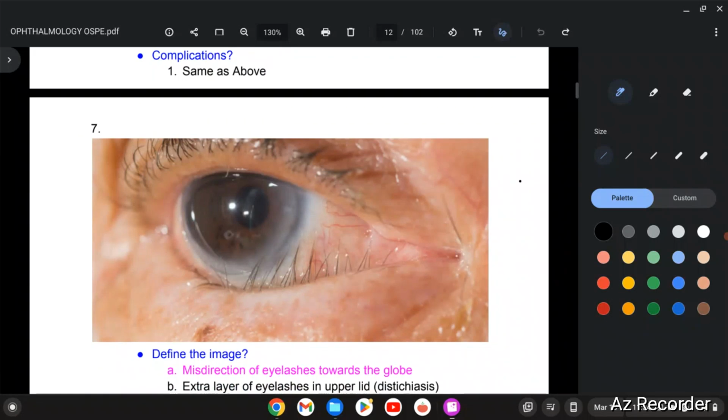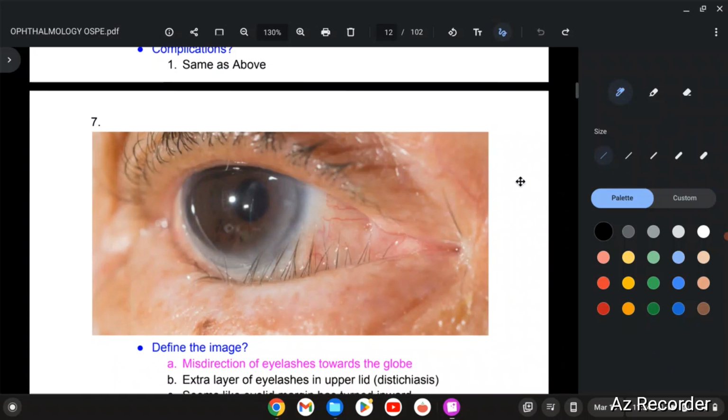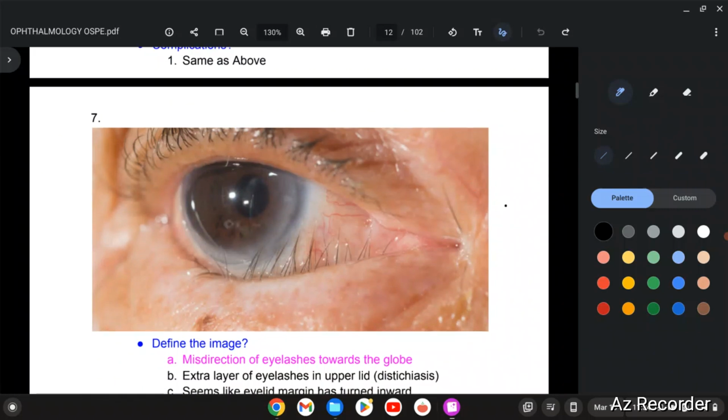So this is going to be another video of the series of ophthalmology OSPE viva, and in this video we will be discussing this picture right over here. So let's find abnormal findings in this picture.